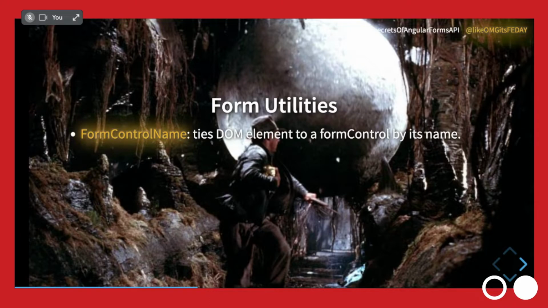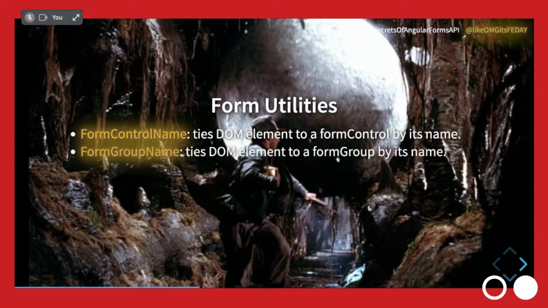So we have our form control name. This is a directive that's going to tie a DOM element to a form control by its name. So if you were to use the normal form control directive, you would be passing in a reference to whatever that form control is. Well, this would do a name lookup, so you can simply pass it a string. This can help you in a bunch of different scenarios where you're wanting to do quick lookups or pass information around. Similarly, we have a form group name. This is going to tie one of those elements to a form group by its name, so you can pass in that string value again.